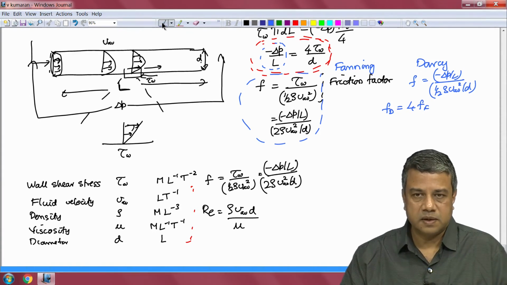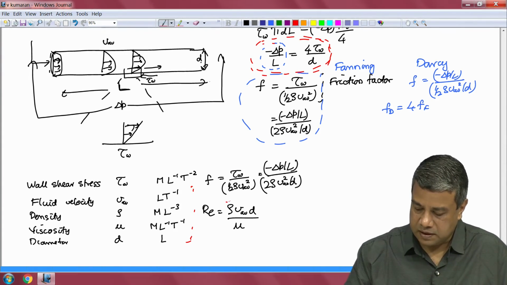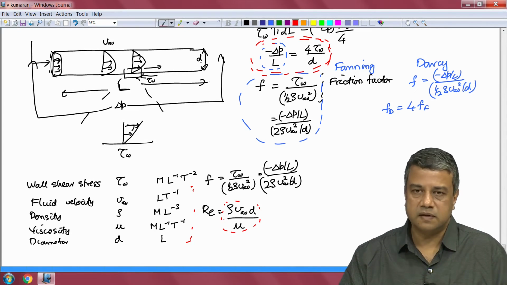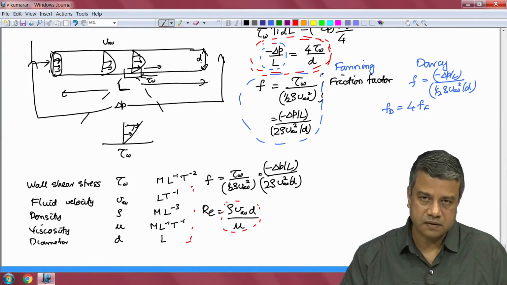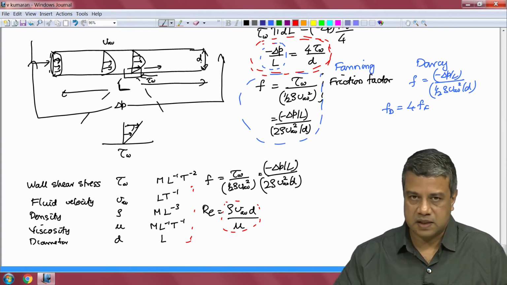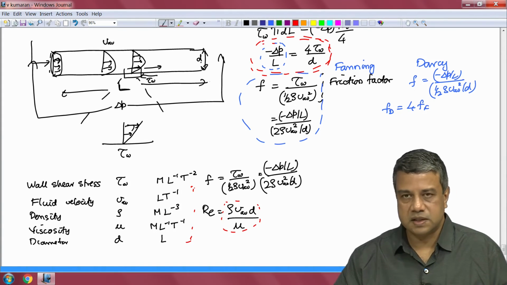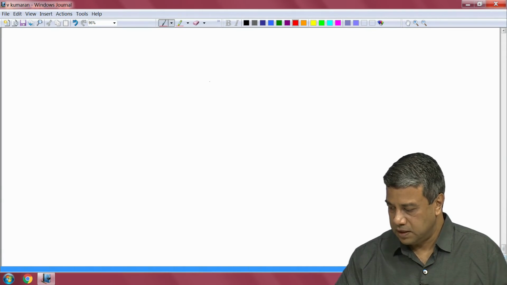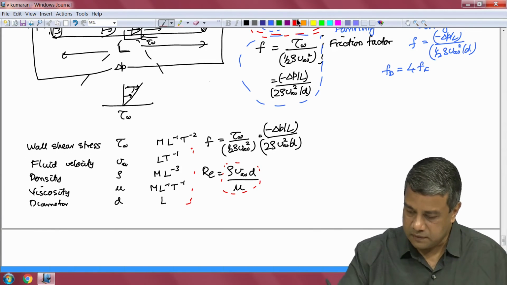In the limit as Reynolds number becomes small, recall, Reynolds number is the ratio of inertia and viscosity. When the Reynolds number is small, inertial effects are not significant, viscous effects are dominant, and the wall shear stress cannot depend upon the density of the fluid, it has to depend only on the viscosity. Therefore, the ratio of the wall shear stress and the viscous stress has to be equal to a constant, in the limit of low Reynolds number.